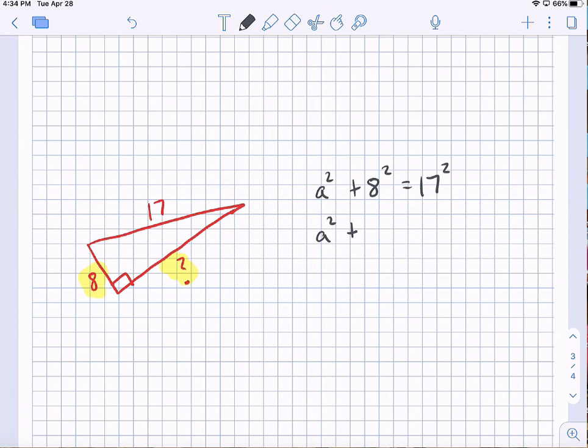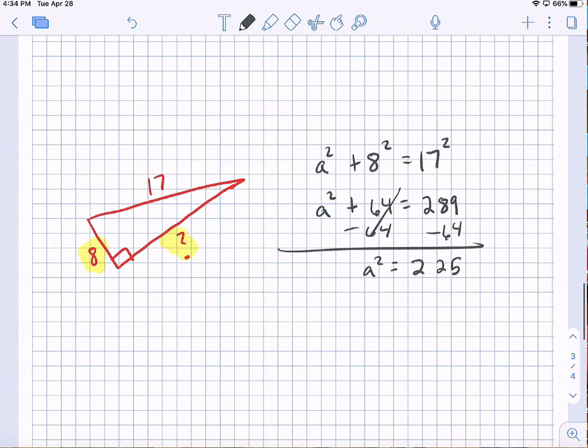So all we got to do is the same thing as we did on the other ones. 8 squared is 64. 17 squared is 289. And now we just got to solve the equation. To get a squared by itself, I'm going to subtract 64 from both sides. That'll give me a squared equals 225.